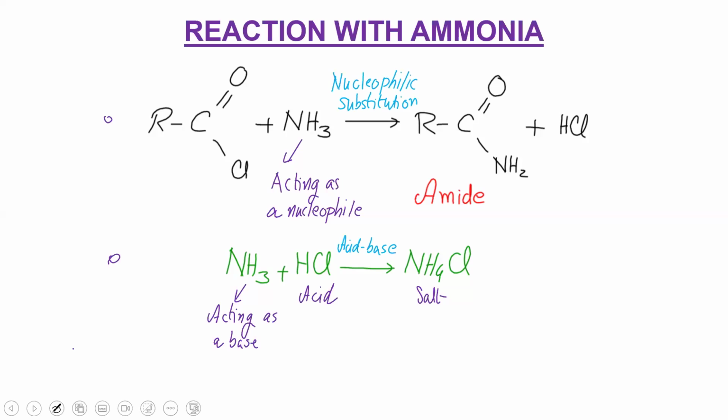Now, look at the first reaction. The first reaction is an example of nucleophilic substitution. Ammonia is providing NH2. NH2 is replacing chlorine. That is a substitution reaction. The second reaction is an acid-base reaction.